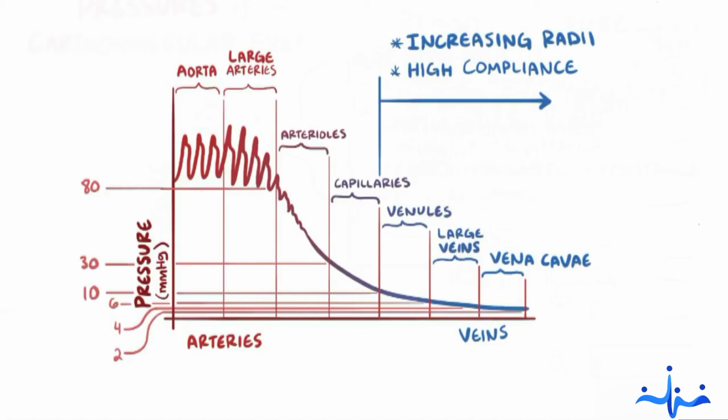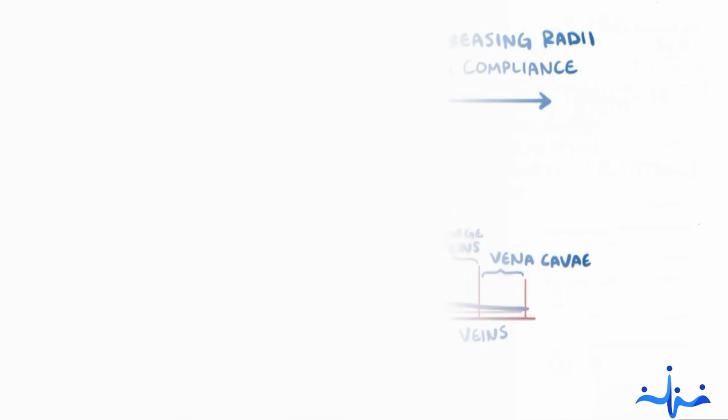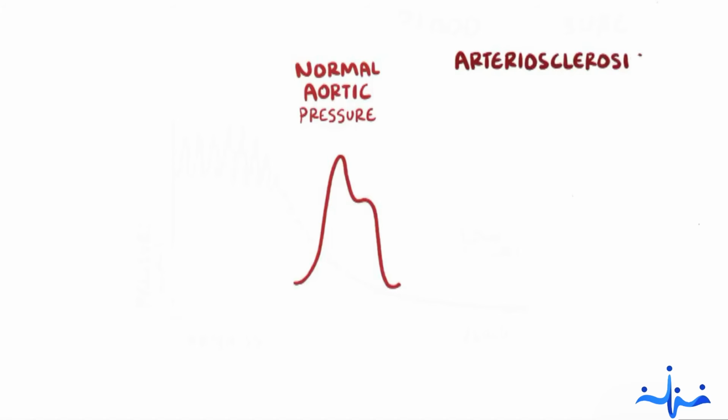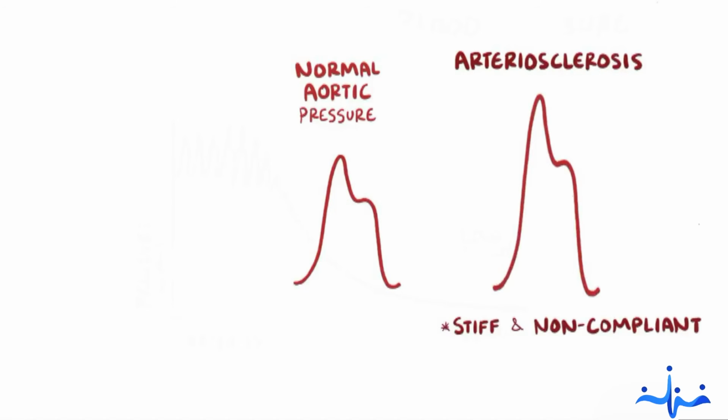Now, various clinical situations can cause pressures in the system to go up or down, and that affects all of the downstream pressures as well. As an example, let's take a closer look at the normal aortic pressure curve, and then two situations that often alter aortic pressures. The first is arteriosclerosis, which is a chronic condition where the arteries become stiff and less compliant, kind of like a rubber hose turning into a lead pipe over time.